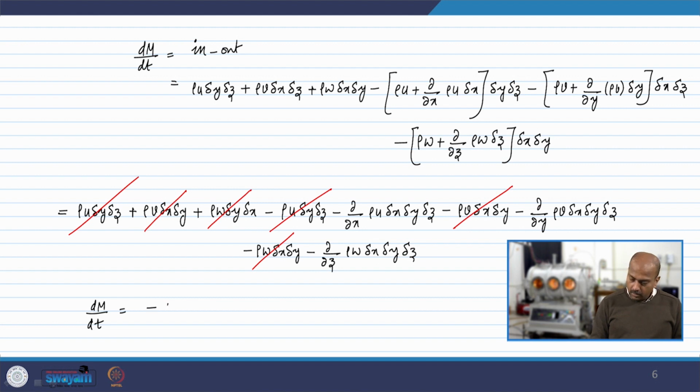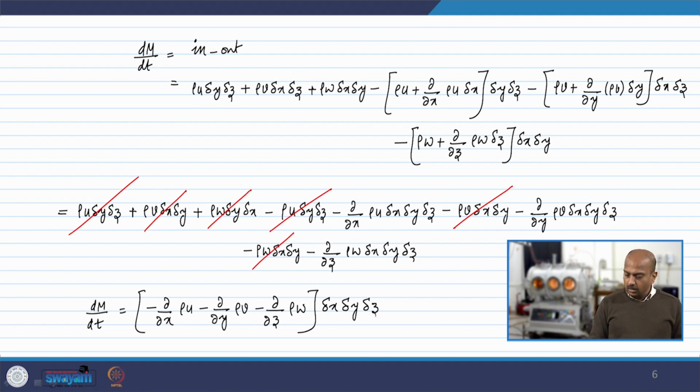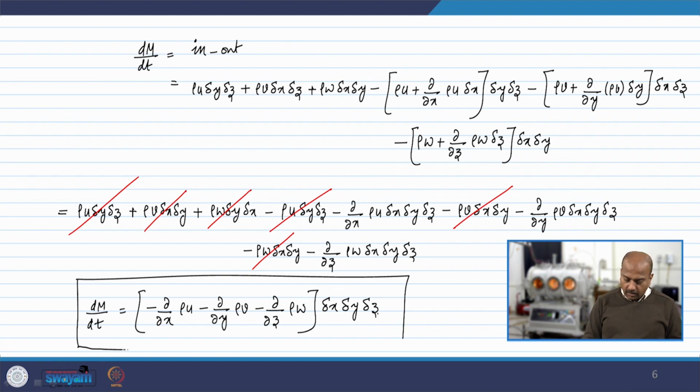It should be minus dou by dou x of rho u, minus dou by dou y of rho v, minus dou by dou z of rho w, multiplied by delta x delta y delta z. So, we will stop at this step. We will take this ahead and write this expression in terms of parameters that we know, so that we can get a simplified equation of continuity. Okay, we will continue this in the next lecture.